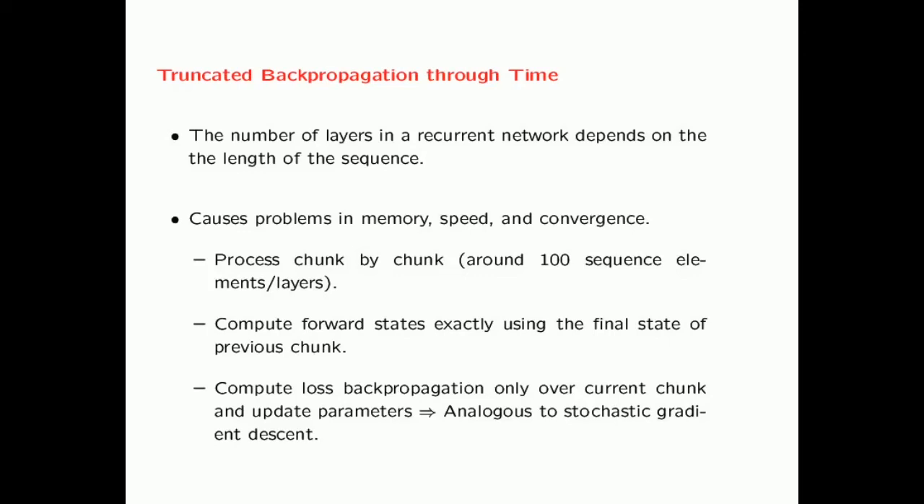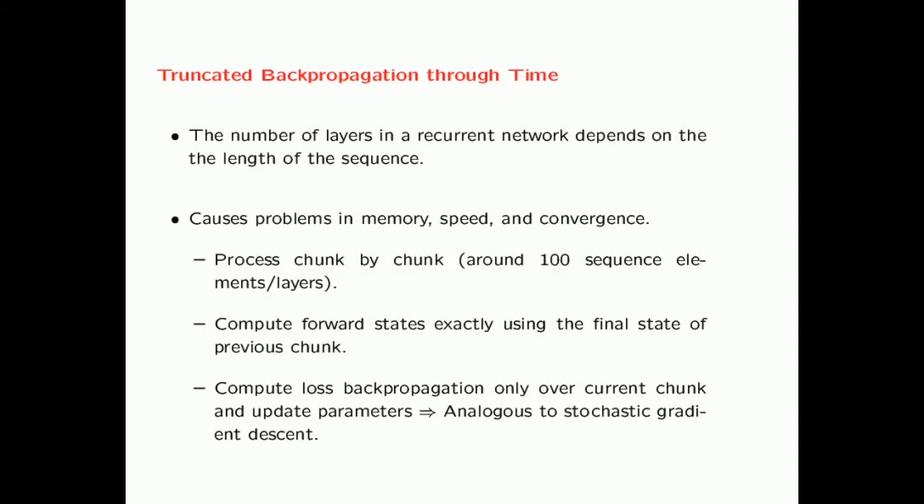So you use around 100 sequence elements at a time, and you can compute the forward states exactly using the final state of the previous chunk. So you have the value of the final state in the previous chunk. You use it to compute all the forward states in the current chunk. You compute the outputs in the current chunk, and then you compute the loss only over those portions of the output. So for example, if you had a time series prediction application or a predicting the next word application, only the words that occur in that specific chunk, you use the loss over them and sum them up, and you perform the loss backpropagation over the weight parameters using only the current chunk.